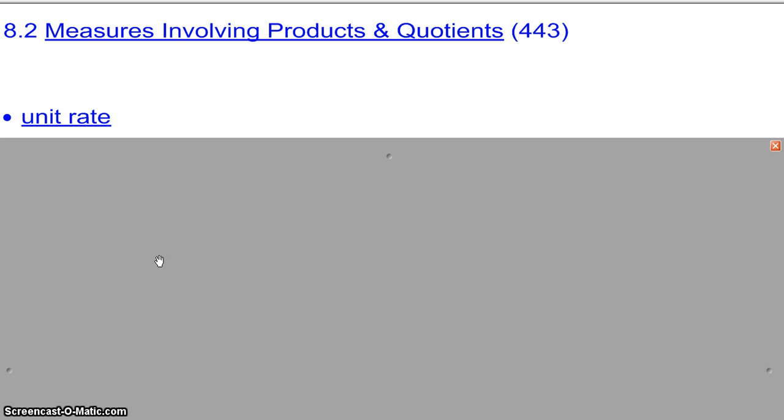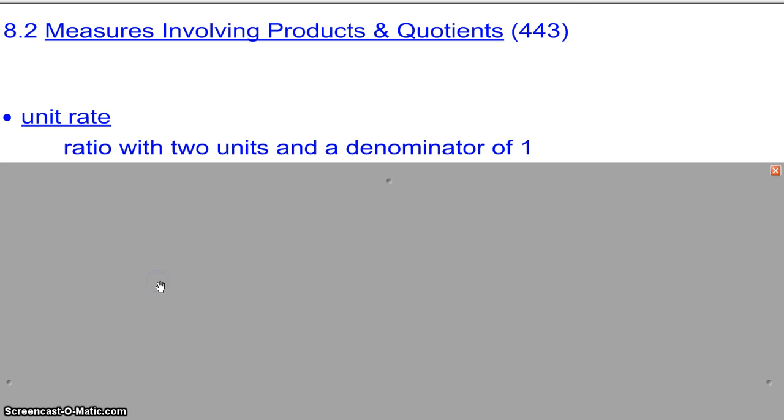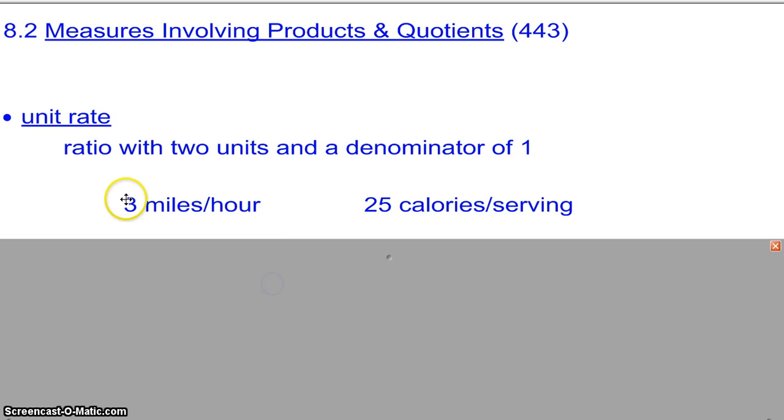A unit rate is a rate where we have a ratio, comparison, of two different units or words and a denominator of 1. Examples would be 3 miles per hour. So we have two different units, miles and hour, but it's a denominator of 1 hour, right? 3 miles per 1 hour is a unit rate. 25 calories per 1 serving is a unit rate.